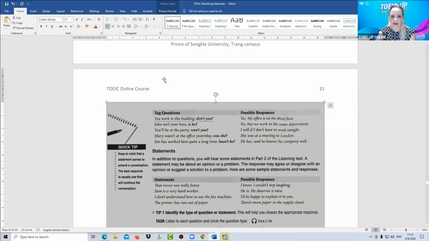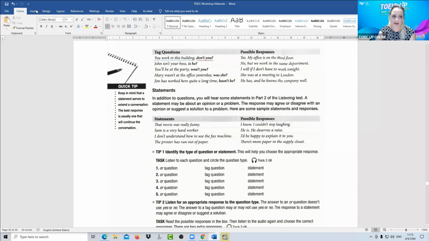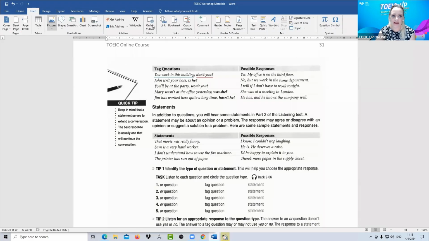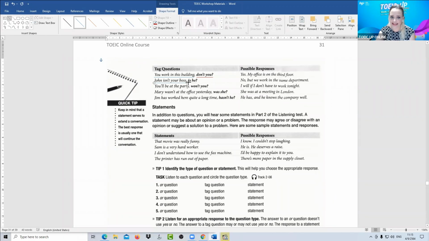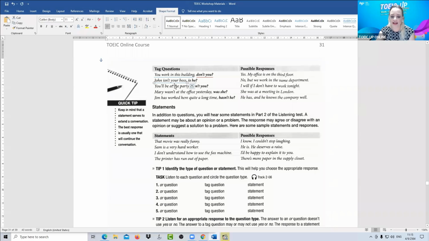So if you look at the next example, John isn't your boss. So isn't makes the statement negative. So your tag has to be positive, affirmative. Is he? That must be red. Okay, so you can see John isn't your boss. It's negative, is not. So is he has to be positive. So remember the tag question is after the comma and it's at the end of the sentence. And it is opposite to the statement first. So the first, John isn't your boss, is negative. So it has to be opposite. So it will be affirmative.